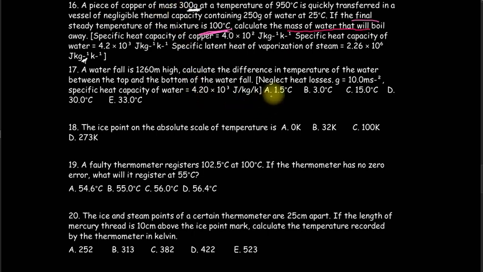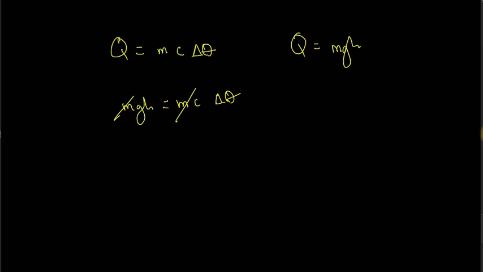What were we given in our question? What are we asked to calculate? The difference in temperature, which is change in temperature. We're given 1260 as height and 10 as acceleration due to gravity, and the specific heat capacity of water as 4.2 times 10 to the power 3. So that's what we're going to substitute into the formula.